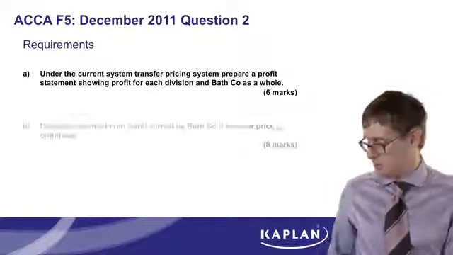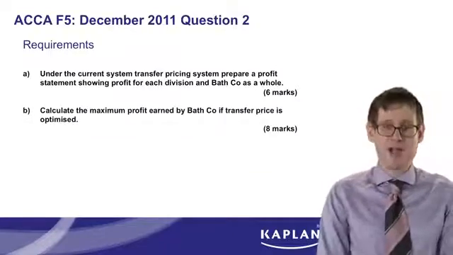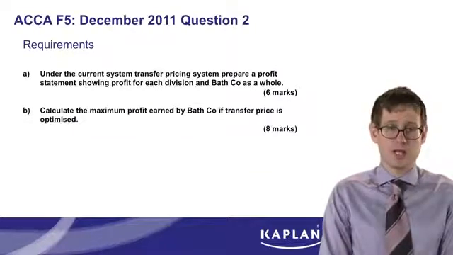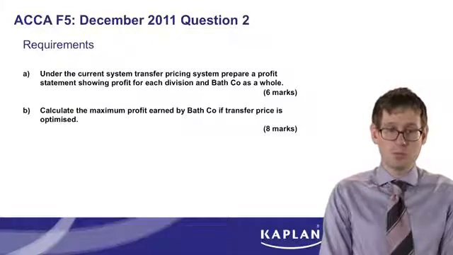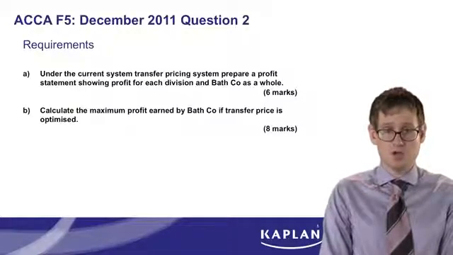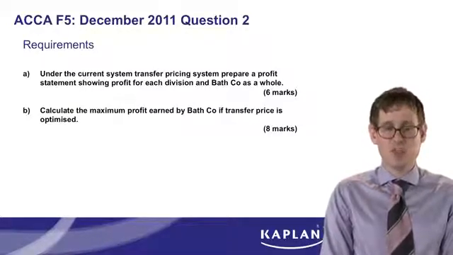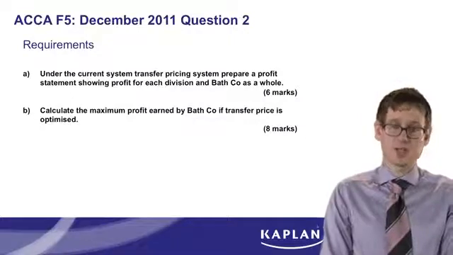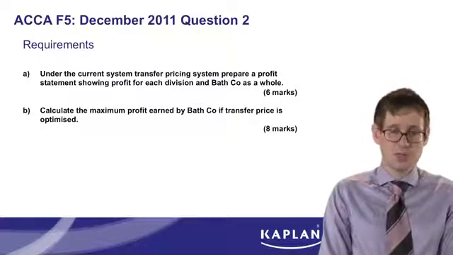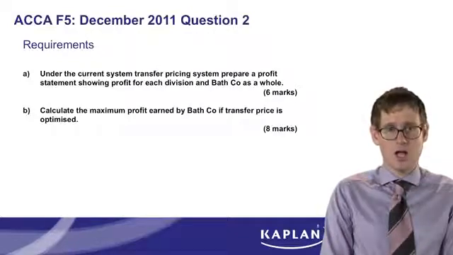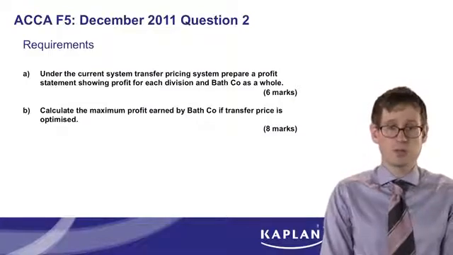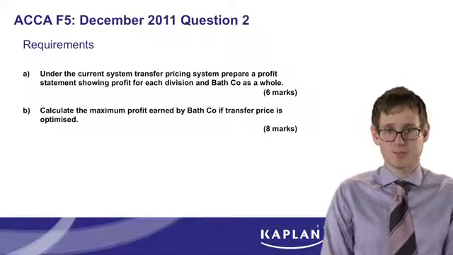The second part was to calculate the maximum profit earned by BAF company if we were to optimise the transfer price. This is worth 8 marks, so we're going to have a couple more minutes to do this part of the question, but this is very much going to build on our answer in part A. So perhaps, we can give ourselves a little bit more leeway in A, and that will buy us time in B to copy some of the stuff that we've done there in part A.